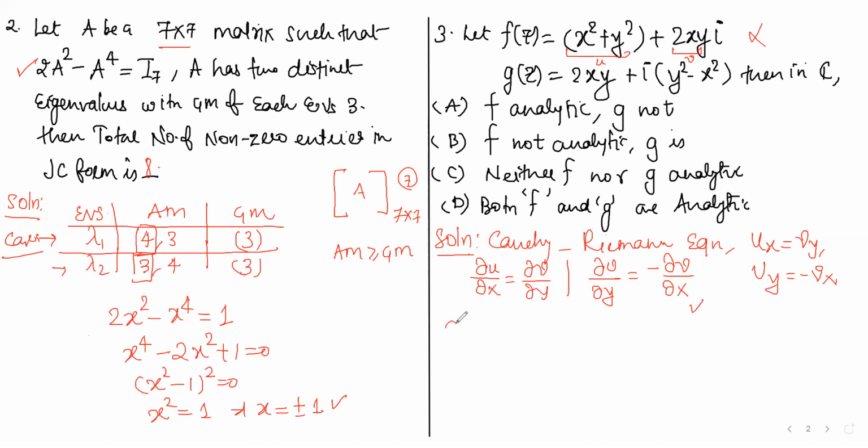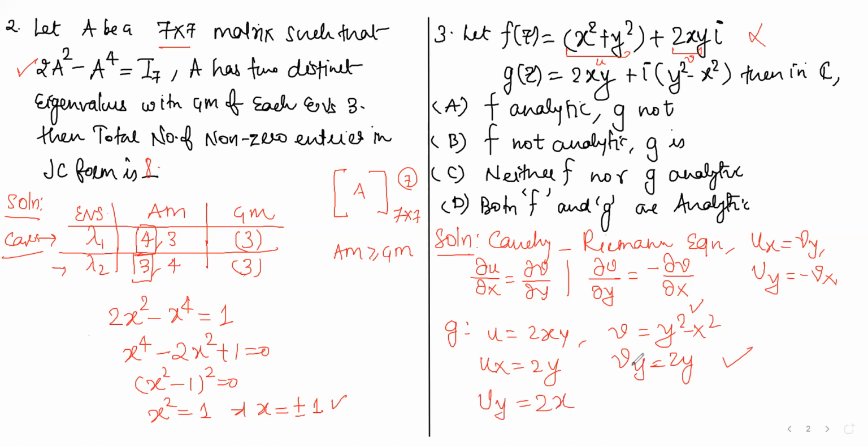Now we verify for g, where u equals 2xy and v equals y square minus x square. So ux equals 2y and vy equals 2y, which is true, 2y equals 2y everywhere. Now differentiate u with respect to y, and you get 2x, and differentiate v with respect to x, we get minus 2x. So clearly uy equals minus vx. Your equations are satisfied everywhere. So g is analytic. In that case, f is not analytic, but g is.